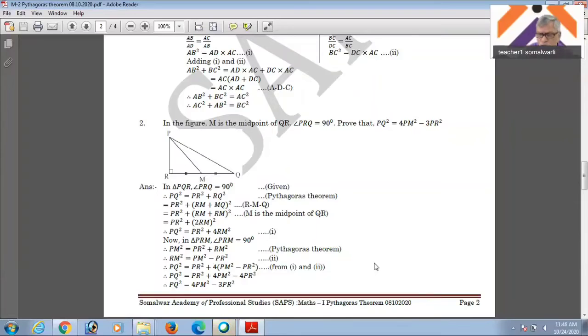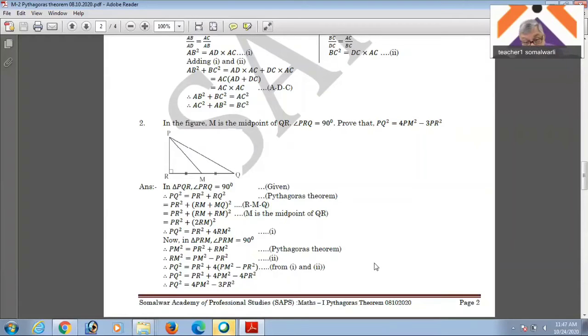Now, where can we apply this Pythagoras theorem? In which triangle? To get PQ square, because what is asked to prove has PQ square on the left-hand side, and PQ square is contained in the triangle PRQ. So we think about triangle PRQ, where angle PRQ is equal to 90, and we apply the Pythagoras theorem. By applying it, we can say PQ square is equal to PR square plus RQ square.